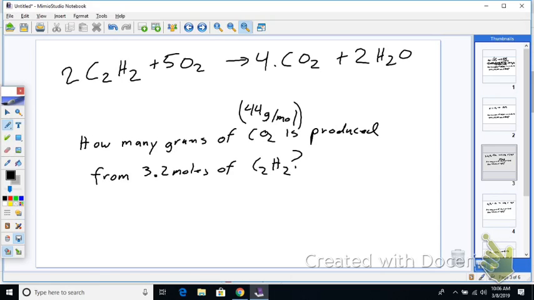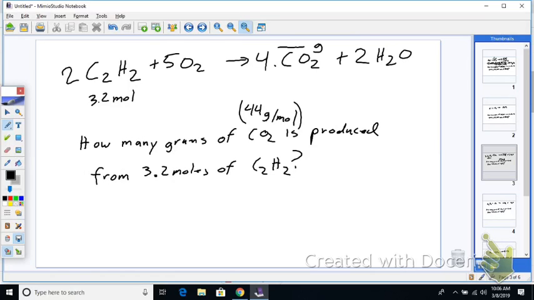I'm going to go ahead and you guys keep working. I'll just put a few things up here, kind of where you should have been starting. I always like putting on my map where I'm at. So I'm down here on my map, 3.2 moles of this. Kind of gives me a guideline. And I need to go to grams of CO2. So I need to go over here on my map.